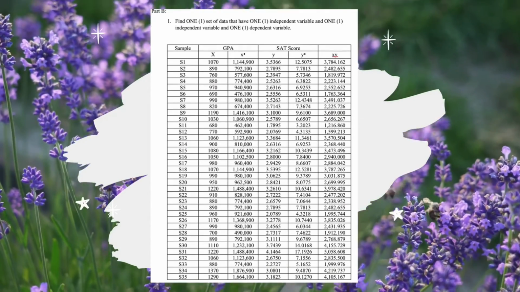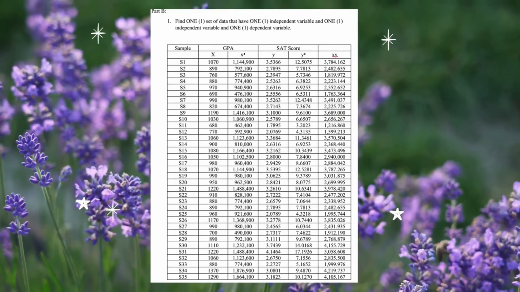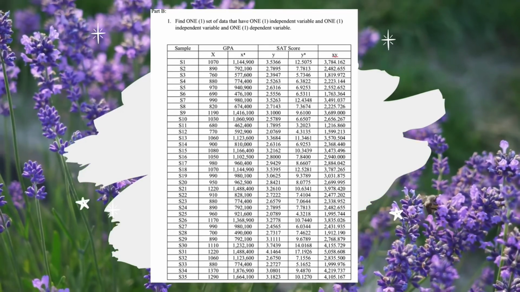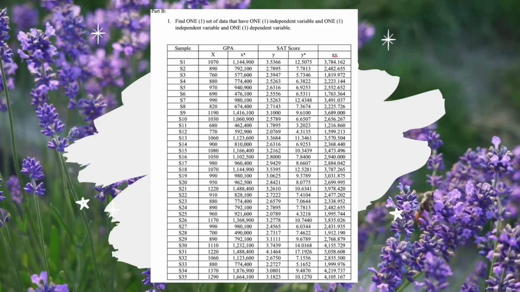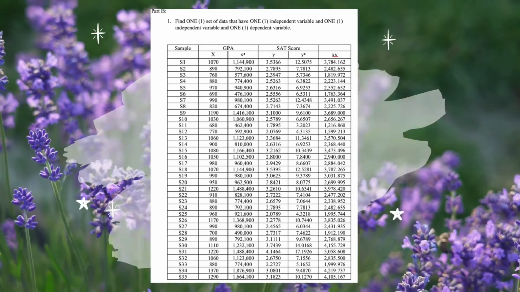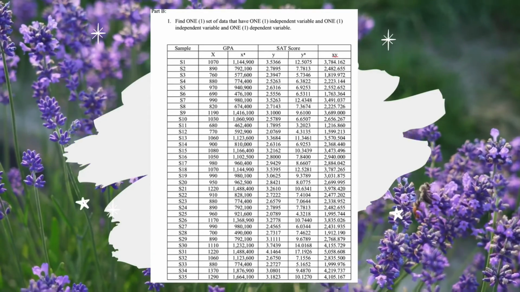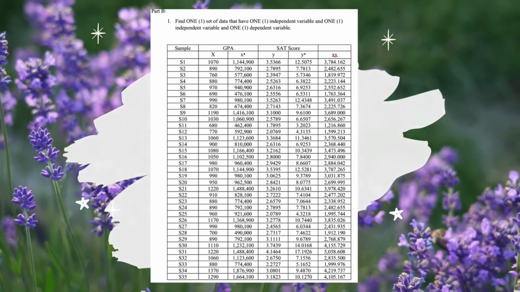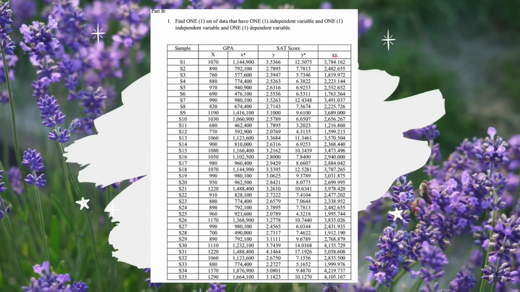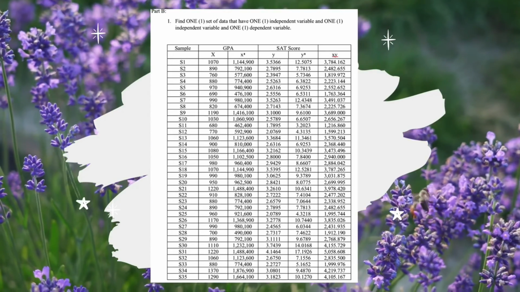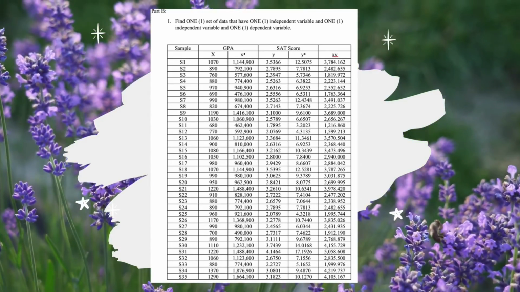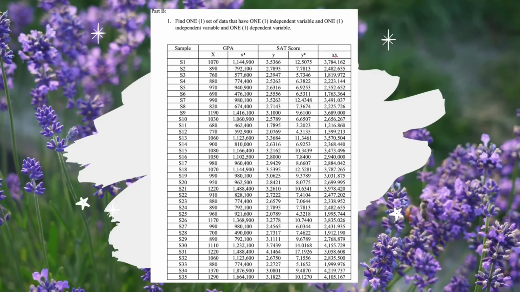This table shows you the sample of the GPA and student score. For X, I put the GPA. For Y, I put the SAT score. Here I have 35 examples. Meanwhile, when I searched, I got 116 examples, so I only chose 35 examples. You can look here for the examples.